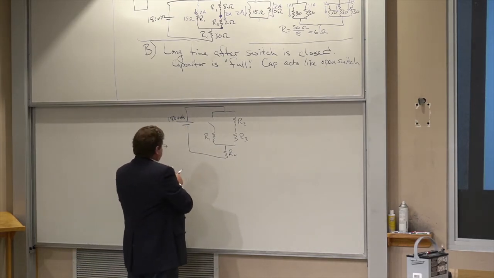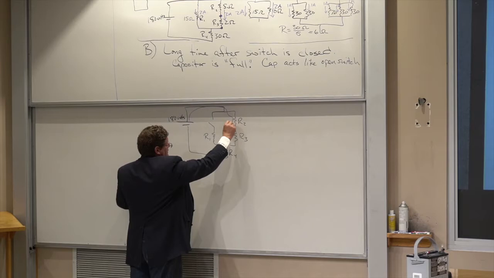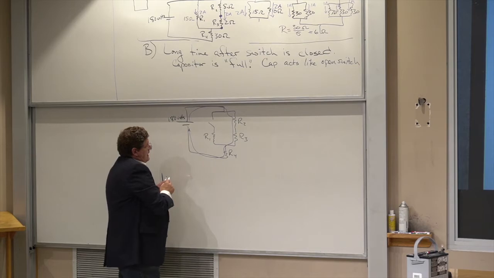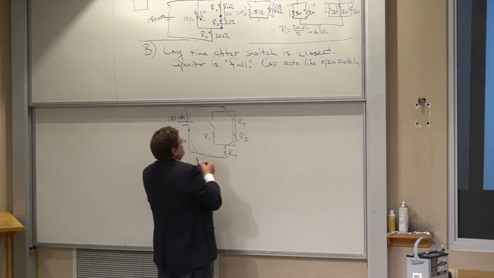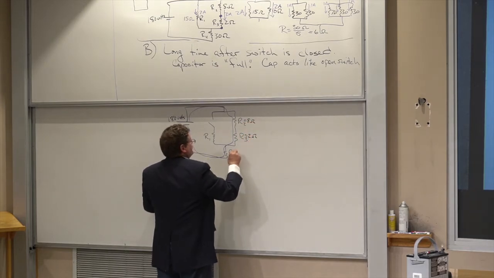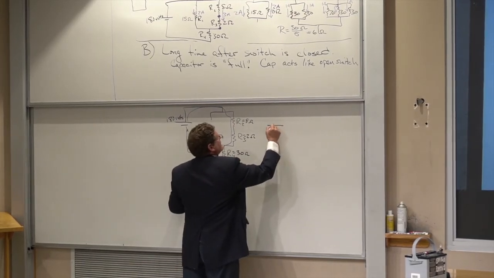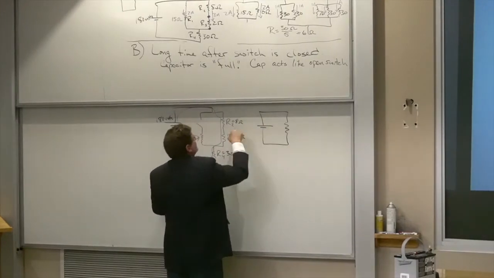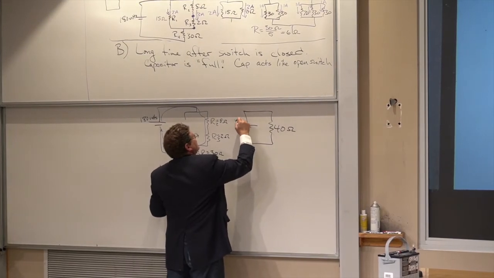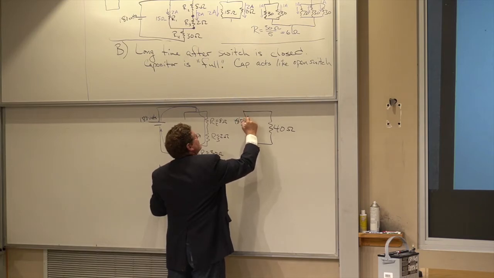Now, in this case, the current is all going to flow through R2, R3, and R4. And that means, since this is 8 ohms, and this is 2 ohms, and this is 30 ohms, that what this looks like is 8 plus 2 plus 30, or 40 ohms, with 180 volts.